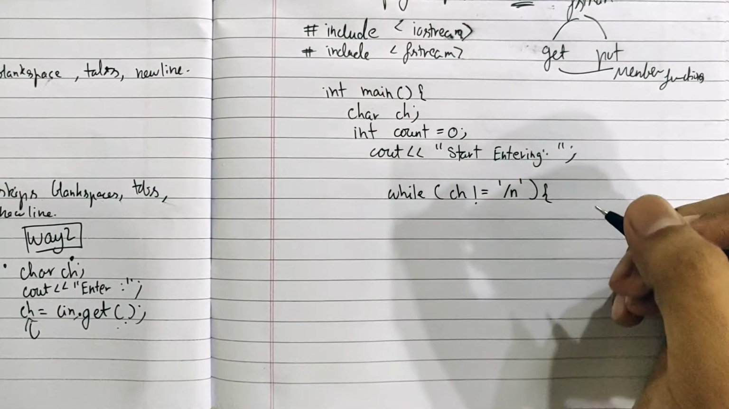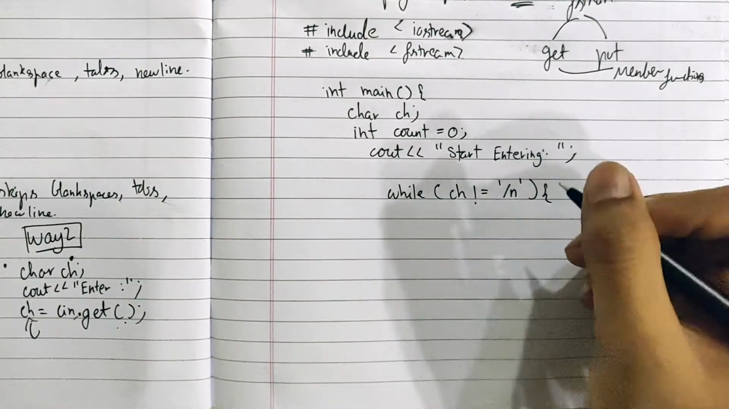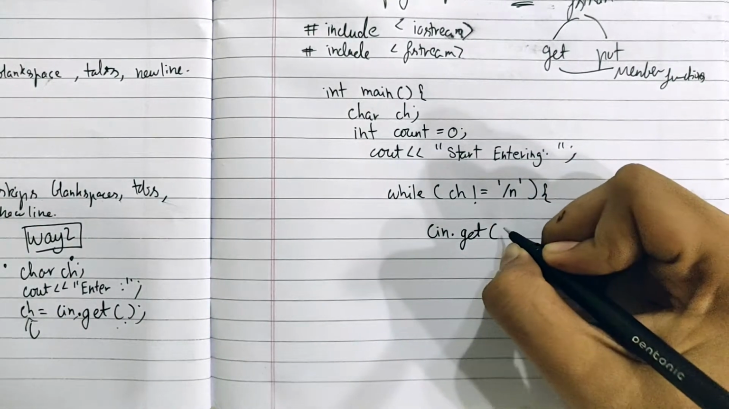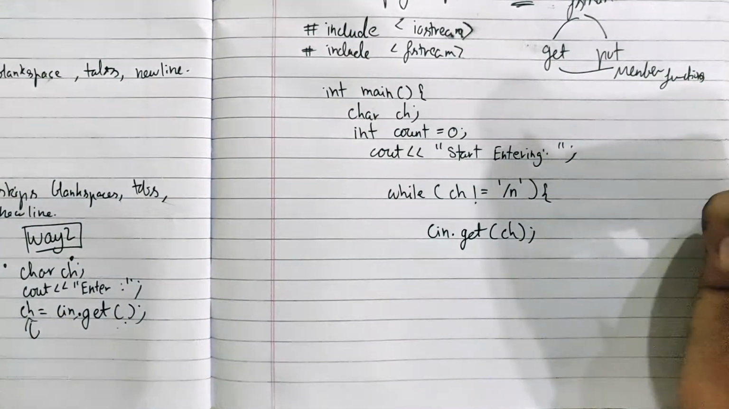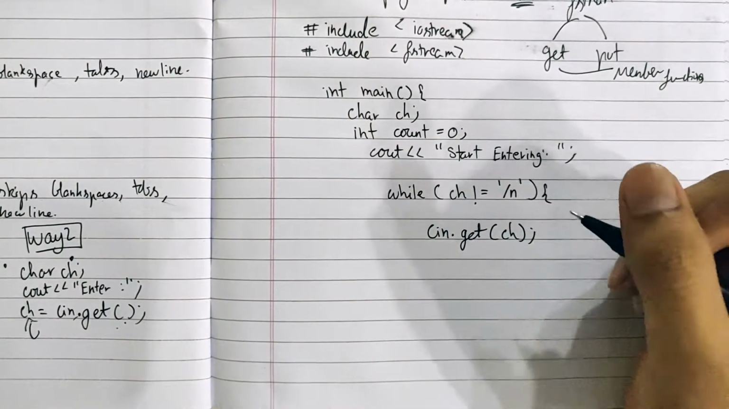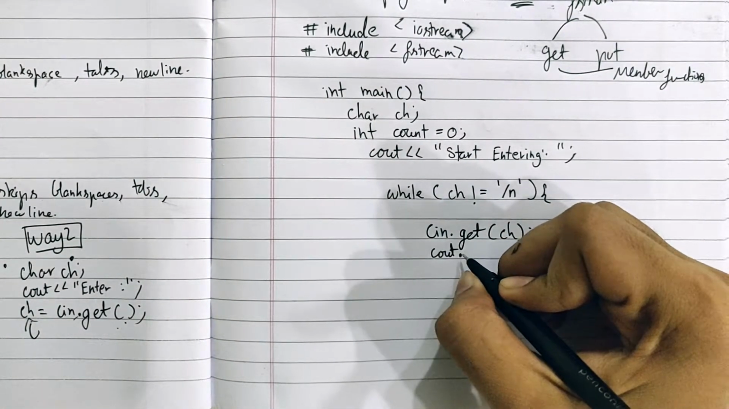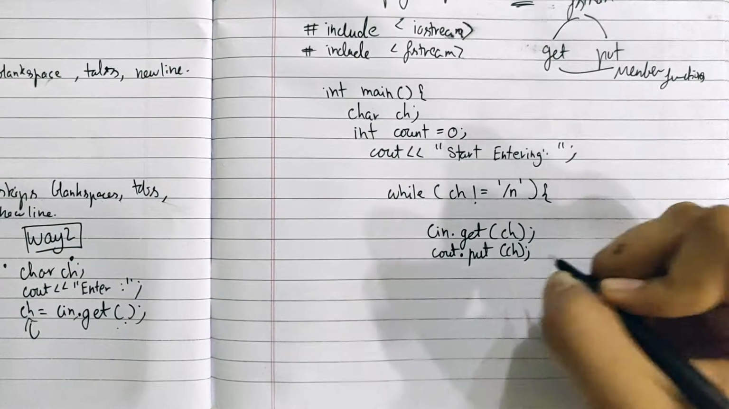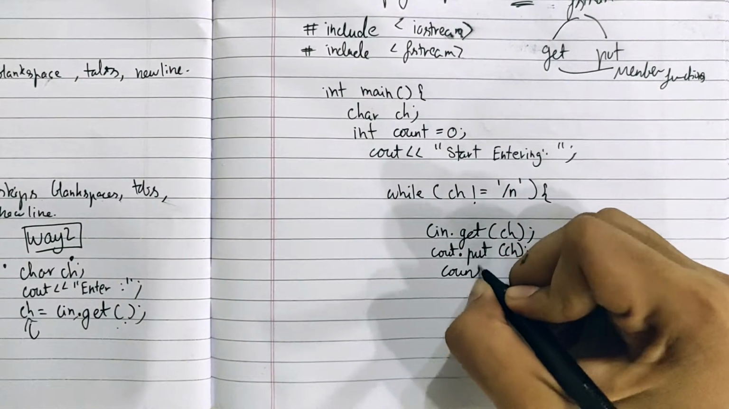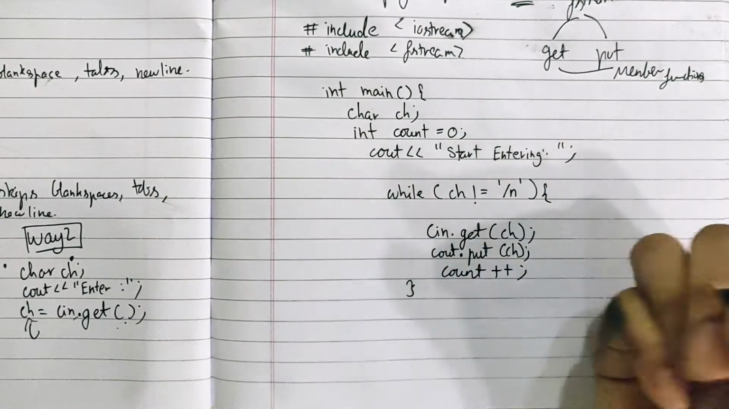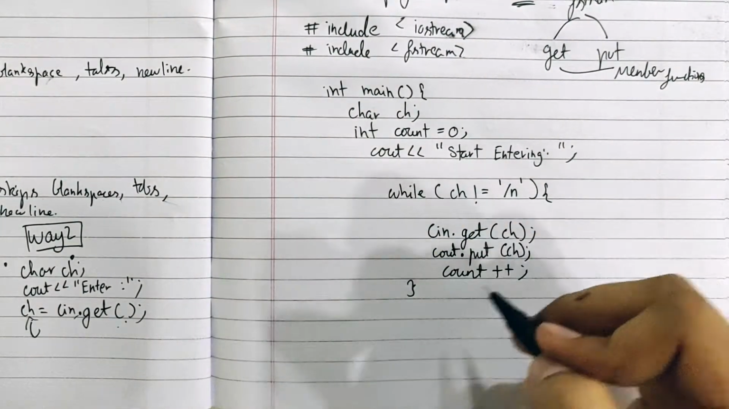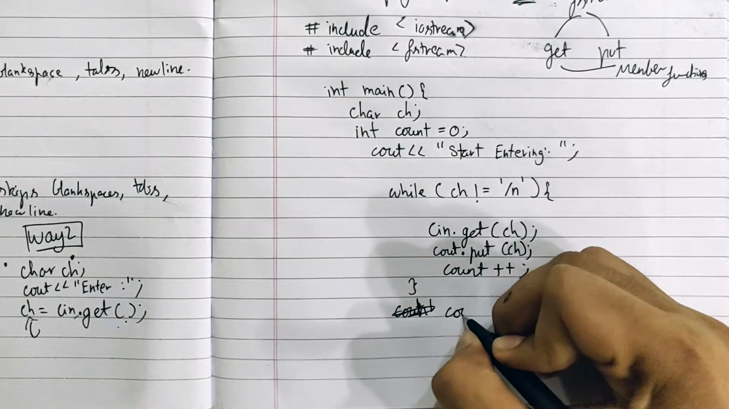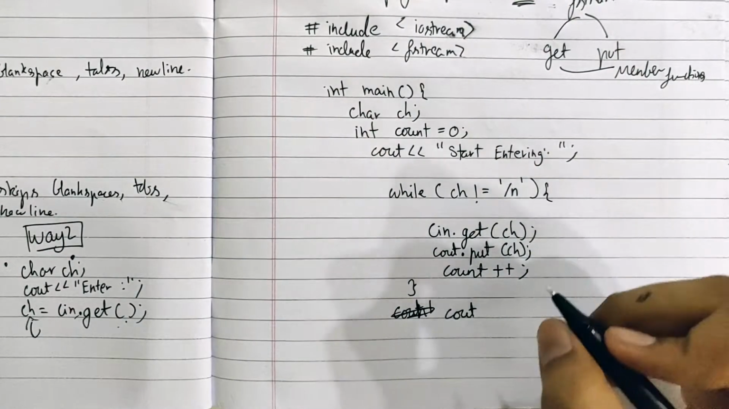Okay, so what it will do is it will take in values. So here we use cin dot get and character, right? That is taking in values for character, and then we use cout dot put and we print the value of ch, and we keep increasing the counter with count plus plus. Now once someone presses enter, this loop exits and it comes over here. What we want to do over here is display how many times the loop ran, or how many characters the user entered.